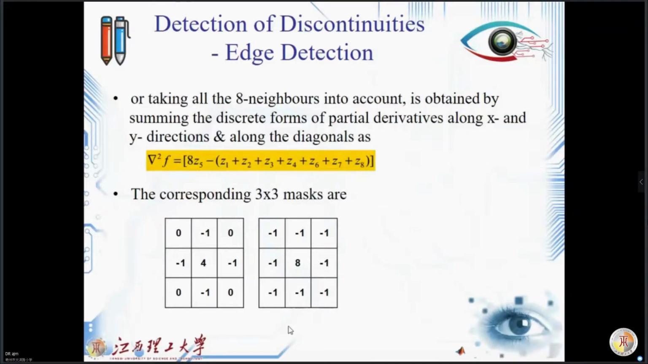And then here, if we are talking about taking all 8 numbers into account, it's obtained by summing the discrete form of the partial derivative along the x and y directions, based on this formula. Then if you want to know all 8 neighbors of one specific pixel, you can use this formula, and the corresponding 3 by 3 mask can be like the form that I showed here.